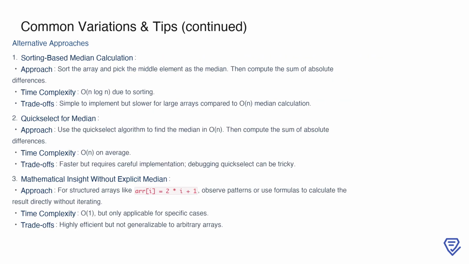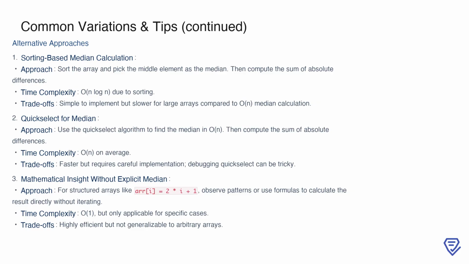Finally, let's explore some alternative approaches to solving the problem. One straightforward method is the sorting-based median calculation. Here, you sort the array and pick the middle element as the median, then calculate the sum of absolute differences. This approach is easy to implement, but it has a time complexity of O(n log n) due to the sorting step, which may not be ideal for very large arrays. A more efficient method is using the quickselect algorithm to find the median in O(n) time on average. Quickselect is faster but requires careful implementation and can be tricky to debug.